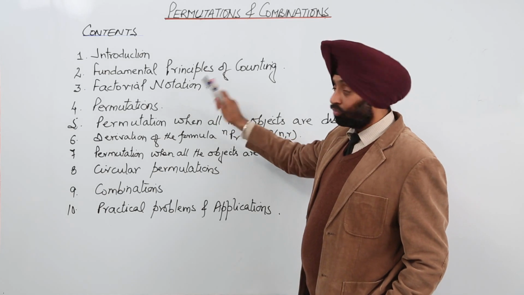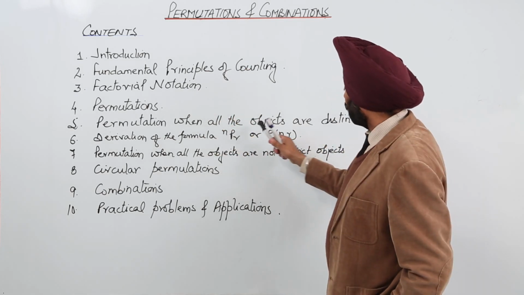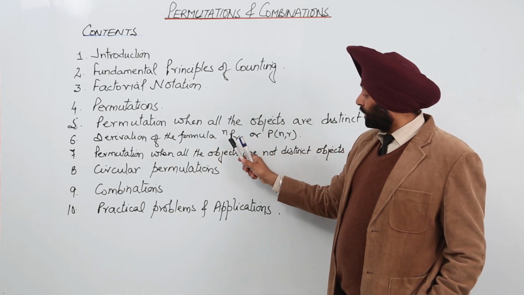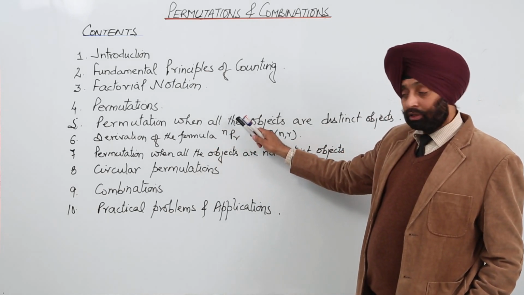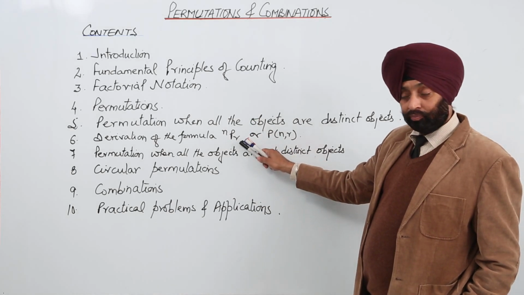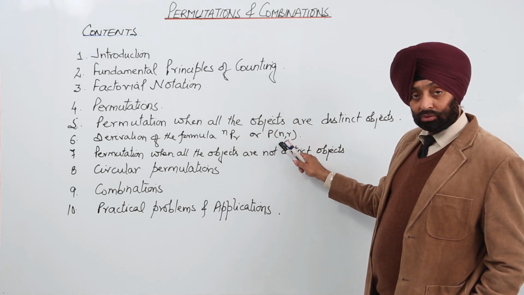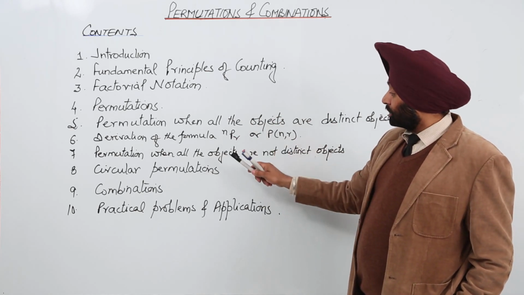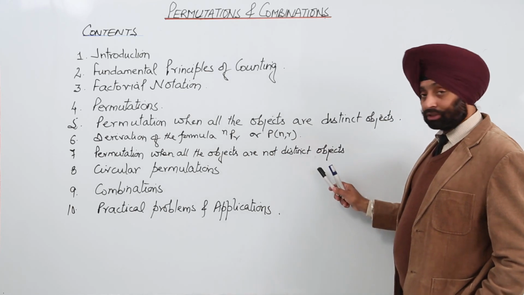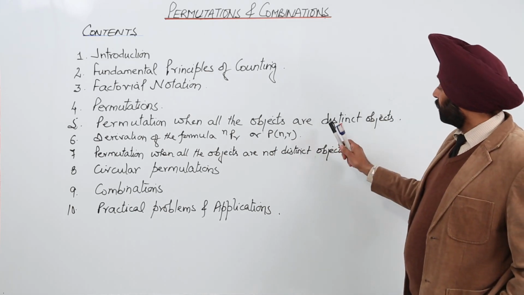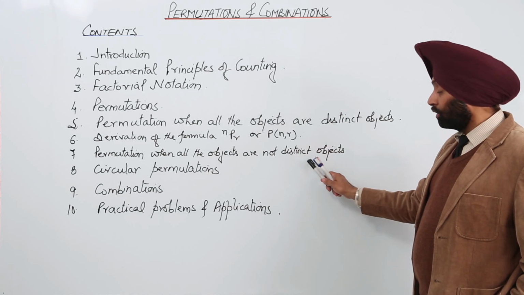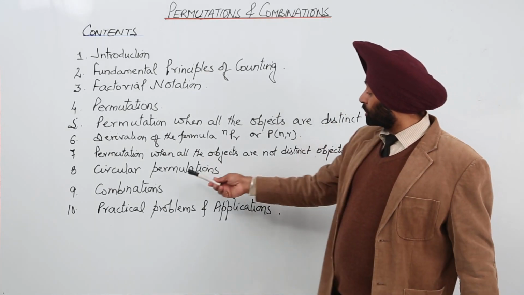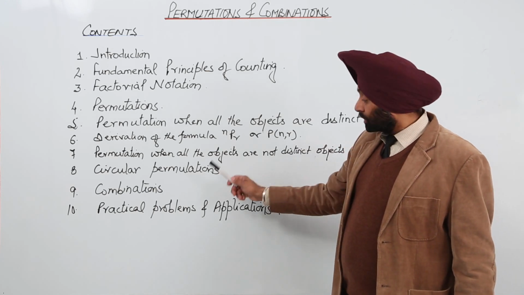In permutation, when all the objects are distinct objects, the formula is n on the head of P and r on the base of P, or it can be written like this also. So this is the formula for permutation. Then permutation when all the objects are not distinct objects. Here I have written all the objects are distinct, but here not distinct, and this we are going to use with the formulas. Then we have circular permutations, combination.